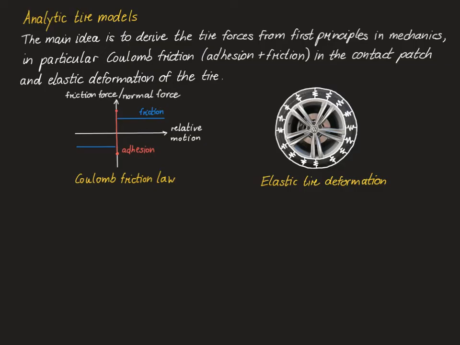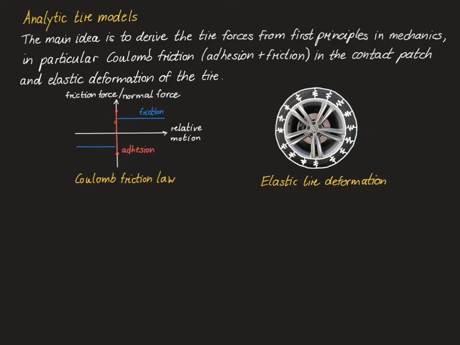I assume that all of you are familiar with the Coulomb friction law from basic mechanics. Just to briefly remind you, in this little diagram, we see a sketch of the friction force depending on the relative motion between the two bodies. Note that the Coulomb friction law, which is also known as dry friction, splits into two parts. First, the static friction, where we have basically adhesion between the two bodies, and the dynamic friction, which is shown in blue here, which is if the relative motion between the bodies is non-zero.